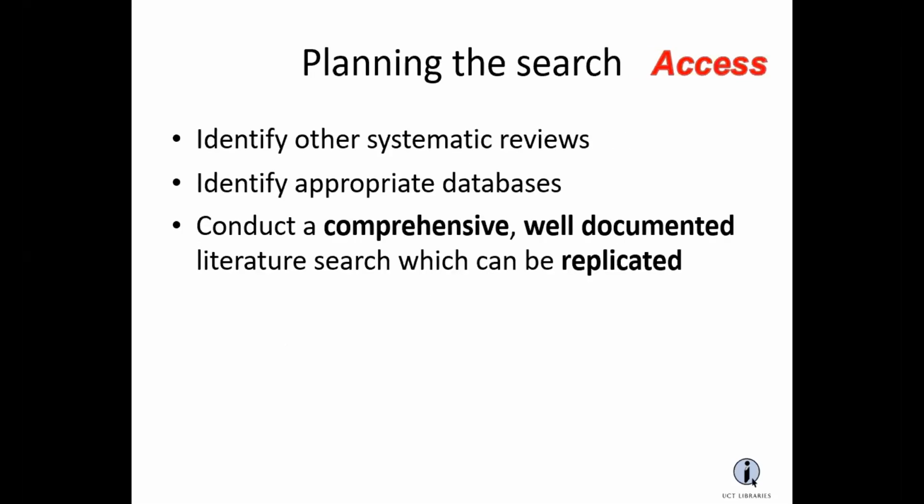Further, planning your search. You need to see if there are other systematic reviews that have already been published on your topic or near your topic. Are there similar systematic reviews that can help you? You need to identify your appropriate databases. And then you need to conduct a constructive, comprehensive, well-documented literature search which, very importantly, and there comes in the documentation, can be replicated. So other people need to be able to check up on that particular search and redo it.